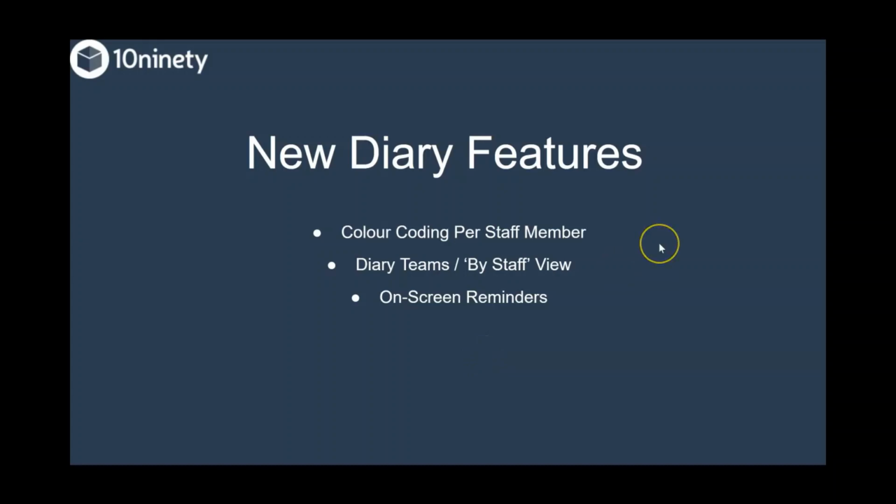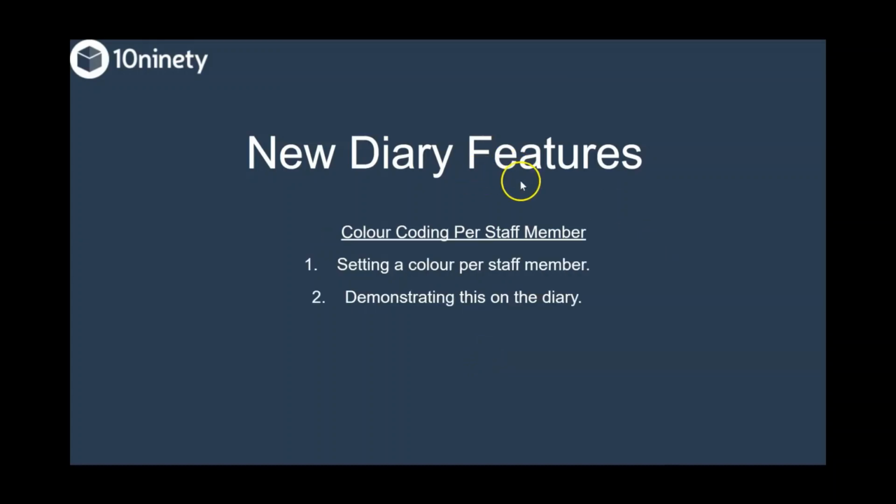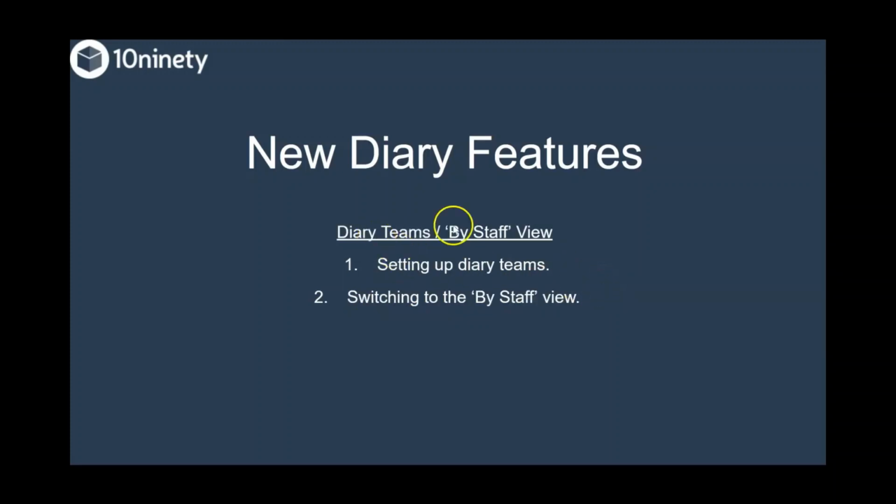Just to delve into each one a little bit more. So the color coding. First step, we'll be showing you how to set a color per staff member, and then I'll show you how this affects the diary. The diary teams. So first step again, setting up the diary teams and managing them. So we can add new teams in, as we said, for example, sales and then lettings. Then putting in the individual members in that team, and then I can show you how you can edit and remove those as well.